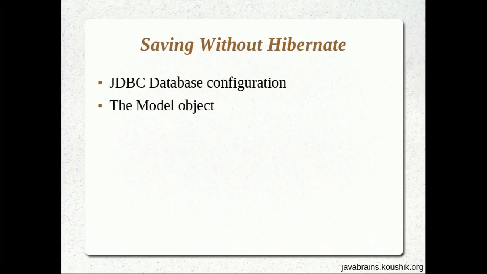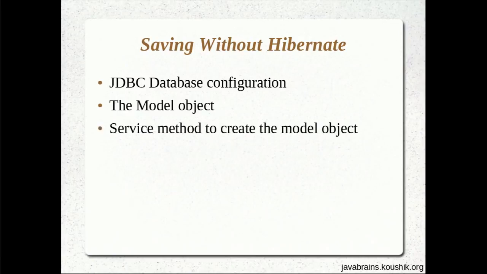Okay, next we need to write the model object, which is the object that we want to save. Let's take an example user object. This is the example that we took earlier. In order to save the user object, first we need to have the object in place. We need to write the class. So this needs to be done. Next, we need to have a service method that instantiates this model object. We need some method which provides the values to the object and creates an object in the first place, which is required to be saved.